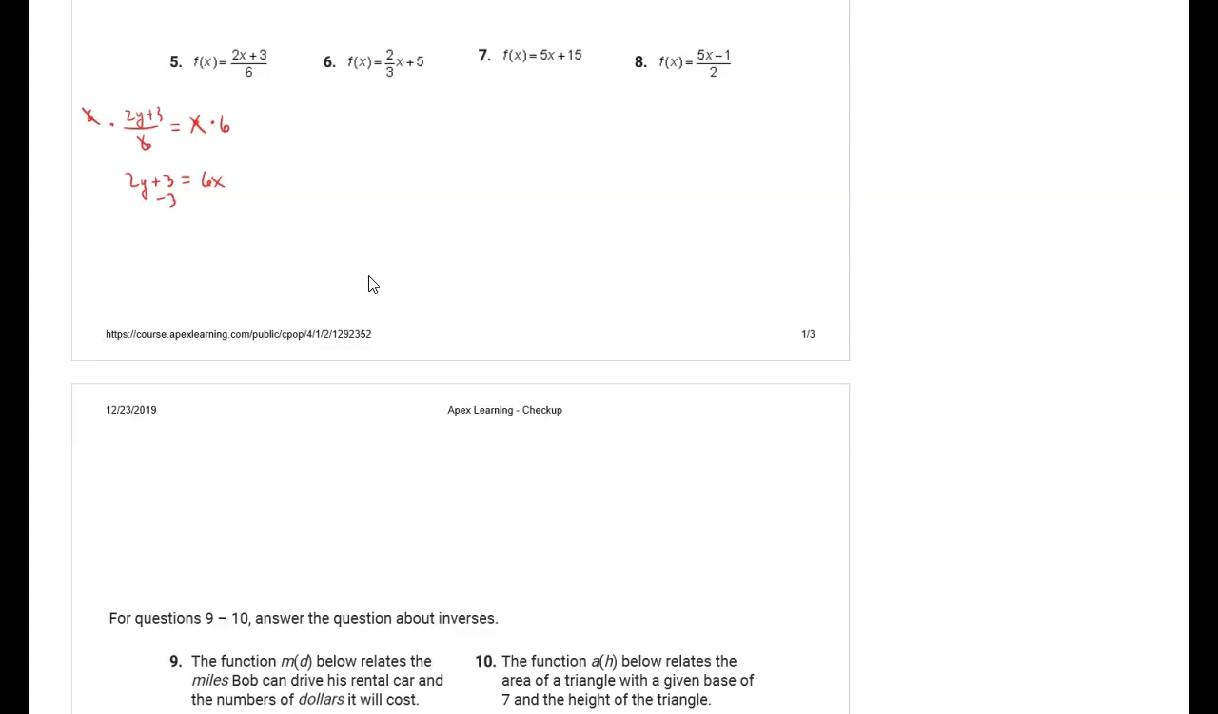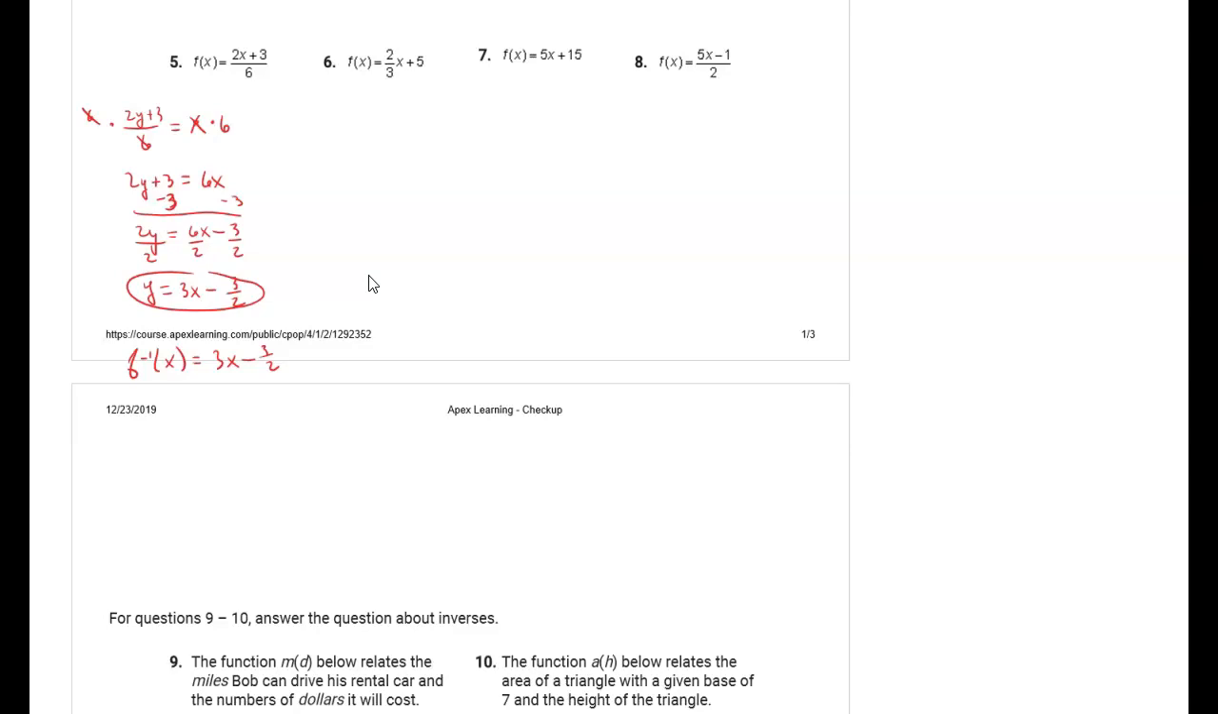Now, I'm going to subtract 3. And 2y equals 6x minus 3. I'm going to go ahead and divide everything by 2. And y equals (3x minus 3) over 2, and leave it as it is. But then we write our final answer in inverse function notation. So f inverse of x is (3x minus 3)/2. Okay, next one.